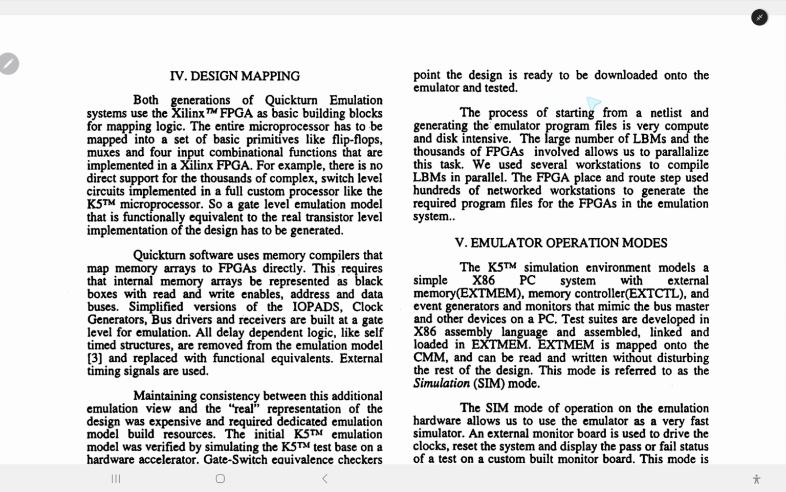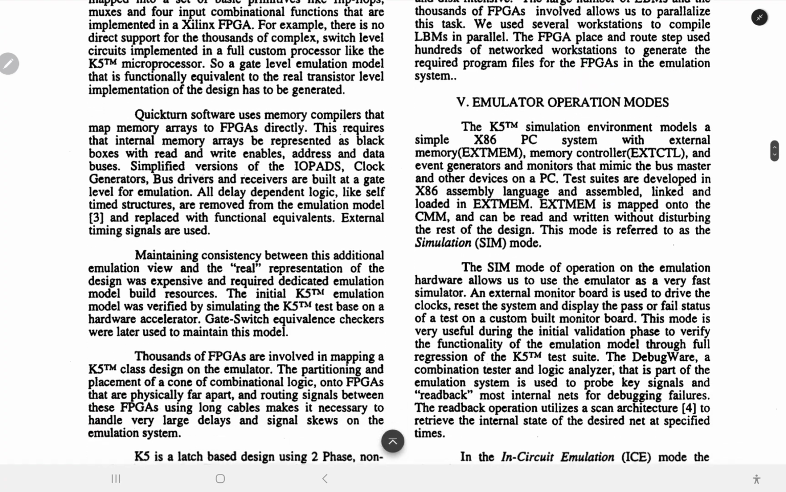The process of starting from a netlist and generating the emulator program files is very compute and disk intensive. The large number of LBMs and the thousands of FPGAs involved allows us to parallelize this task. We used several workstations to compile the LBMs in parallel. The FPGA place and route step used hundreds of networked workstations to generate the required program files for the FPGAs in the emulation system.